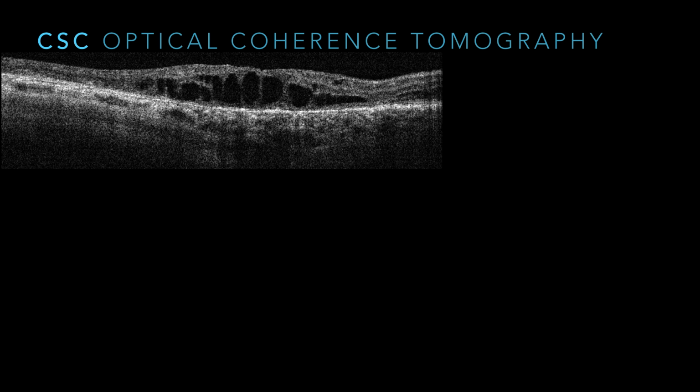Here are a few just random OCTs that you might see more in chronic disease. Again, you get the intraretinal fluid usually happens after subretinal fluid's been there for a long time. I've never seen intraretinal fluid with these little septae in a brand new case of acute central serous.